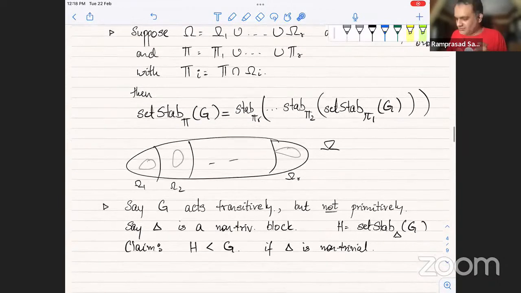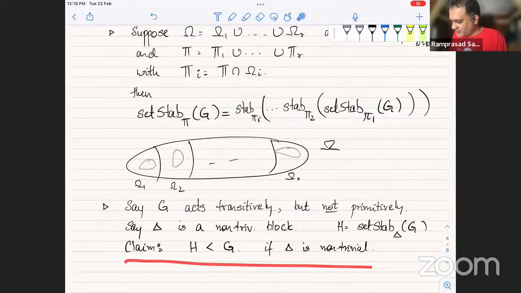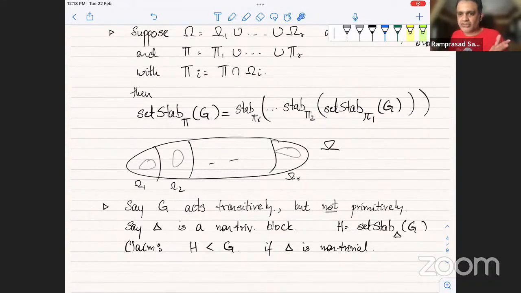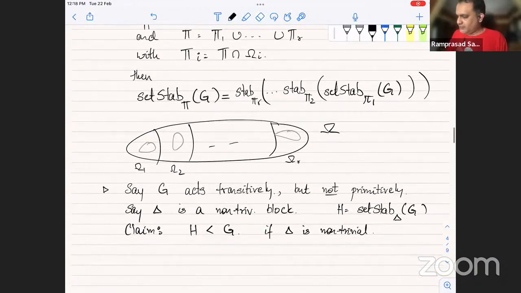Okay, so this claim just follows from the fact that this delta is not equal to all of omega. And because it is not equal to all of omega, there are some elements in the group that didn't stabilize delta. So H is certainly a strict subgroup of G. Okay, so now let's do the following. Let's write G as a union of a bunch of cosets involving H.